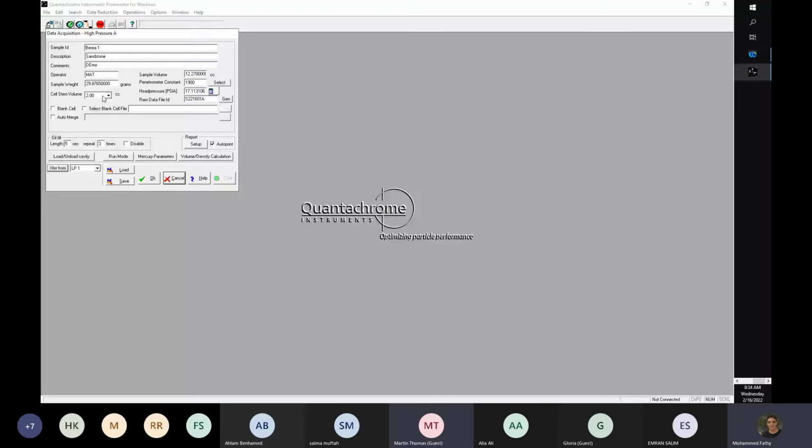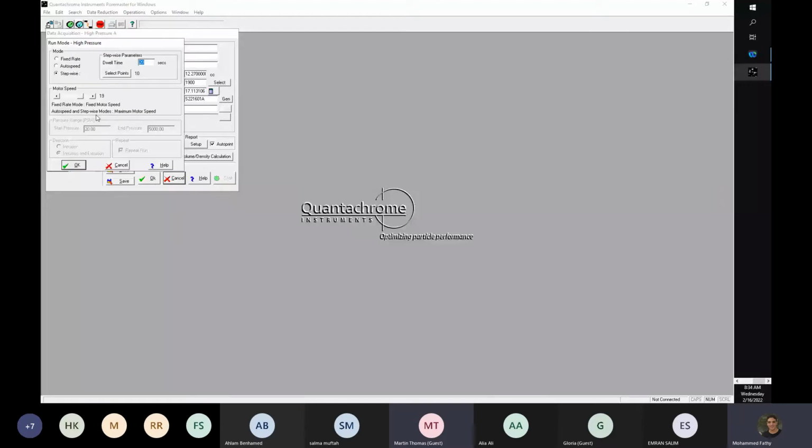Now, the other important thing I talked about in high pressure is how to run it. These are the 3 ways to run high pressure. Fixed rate. Okay, slow, fast. Fast saves time, maybe loses some resolution. Okay, you can end up with slightly shifted pore size distributions because of the time that it takes mercury to move through some pore networks. Okay, not every pore network, some of them.